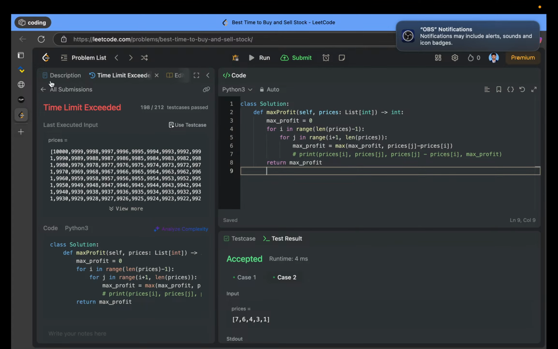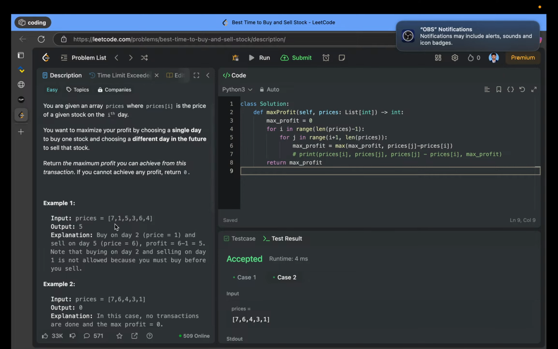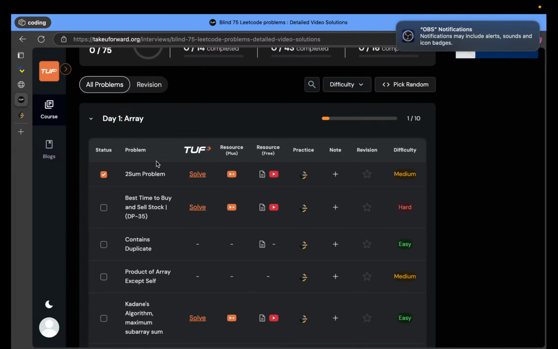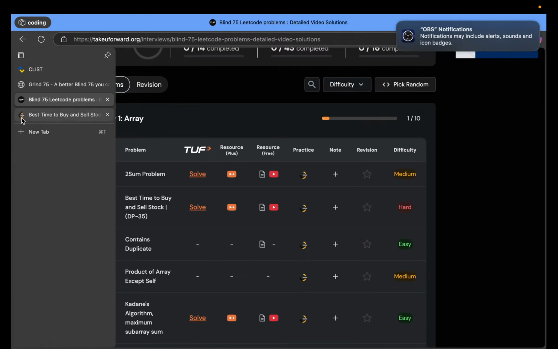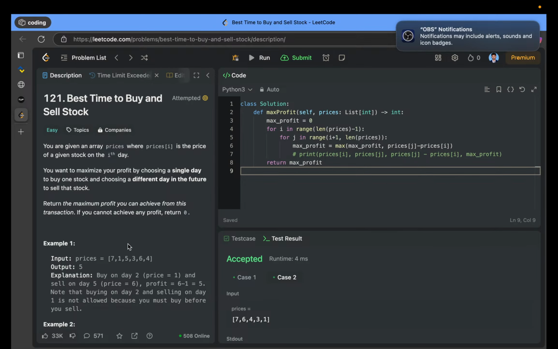Okay, let's solve with another solution. Well, how should I solve this? 7, 1, 5. I always struggle in this question. It is the same problem that I have solved in the same way, the best time to buy and sell, 5, 6 times, and each time I just get stuck in this problem. Not in some other problem, but in this problem, best time to buy and sell. I don't know why, but I always get stuck in this.